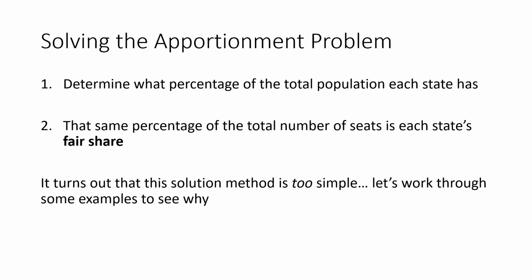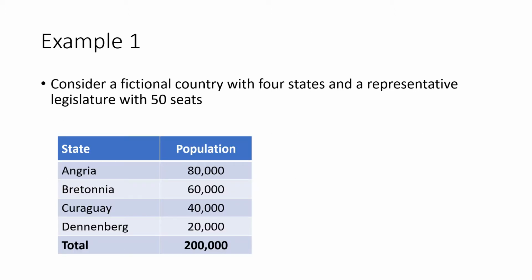That sounds pretty reasonable, but it turns out that that's a little bit too simple. And let's understand why by working through a couple of examples. So let's say we have a fictional country, just to keep things easy. Let's say that we only have 4 states, and let's say that we have 50 seats to divide among those 4 states.